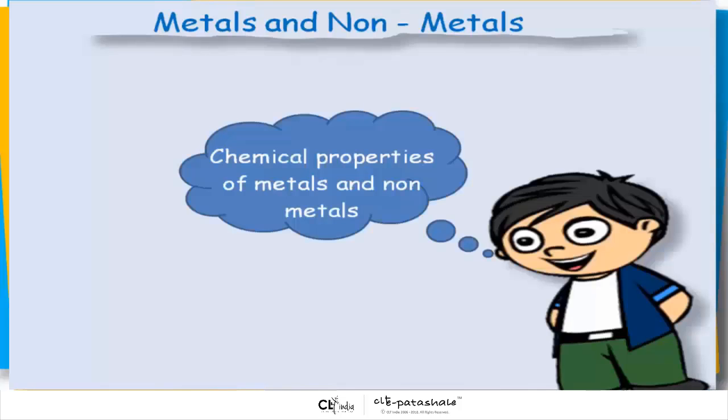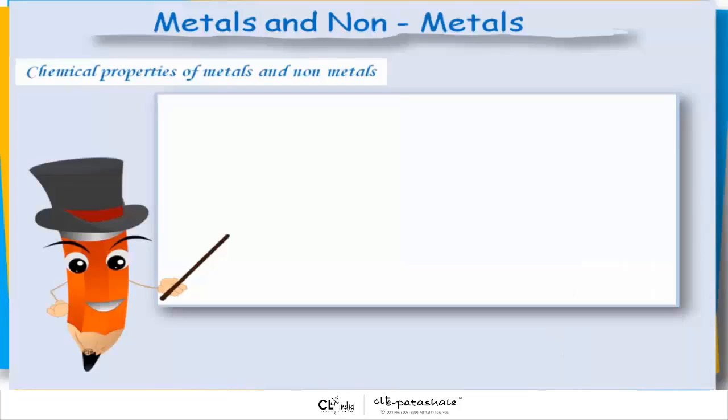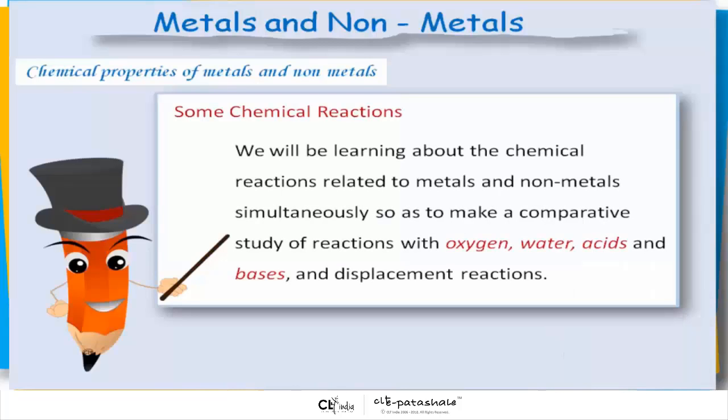Chemical properties of metals and nonmetals. Now children, we will be learning about the chemical reactions related to metals and nonmetals simultaneously so as to make a comparative study of reactions with oxygen, water, acids and bases and displacement reactions.